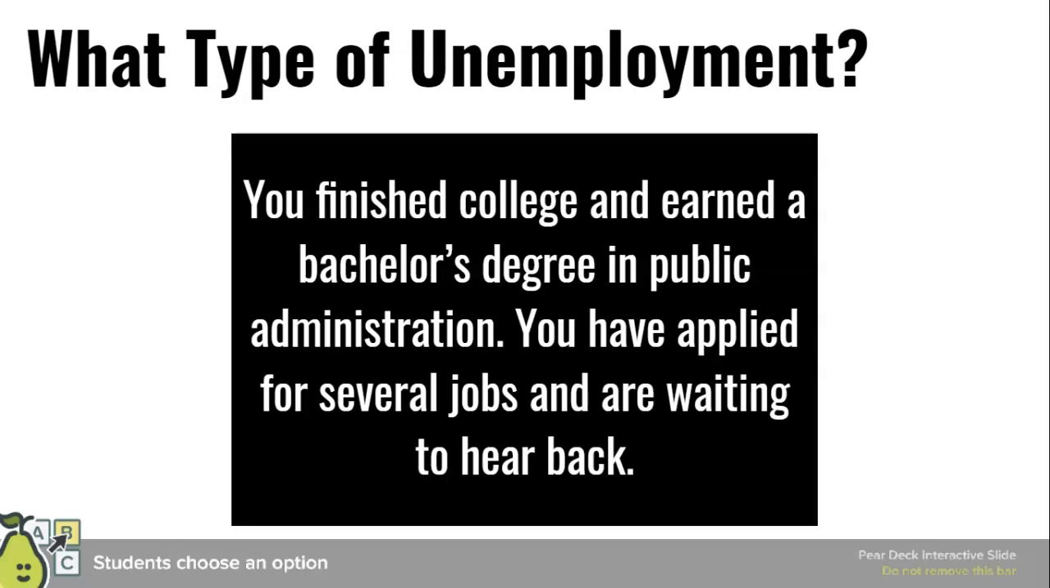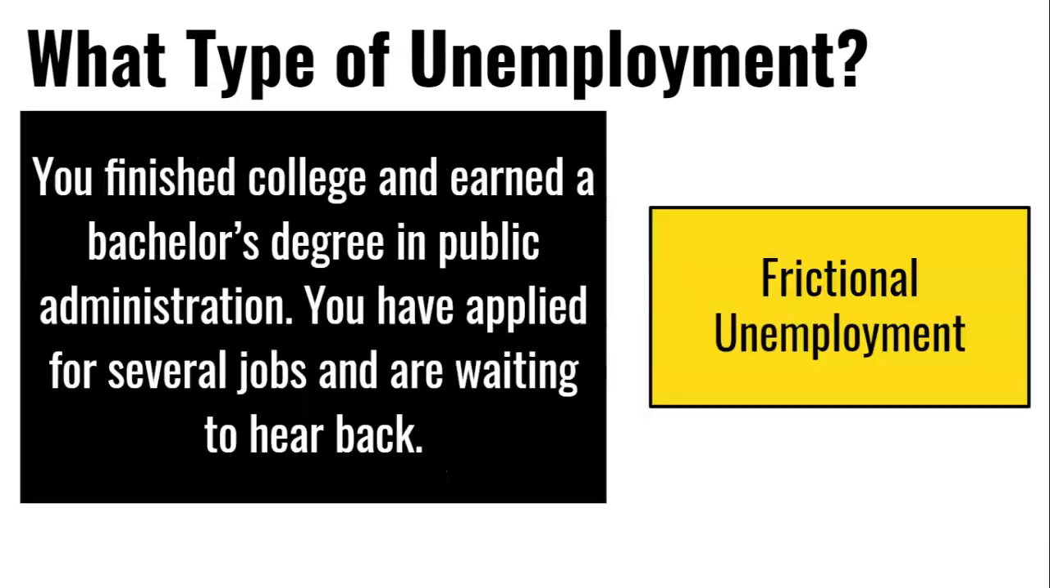If we're talking about different types of unemployment, to get your sense of this, we could say, well, okay, you finished your college degree, you've applied for several jobs, you're waiting to hear back. This is one of the examples of frictional unemployment. Short-term basis, you're going to quickly move into a job, presumably with that new bachelor's degree.